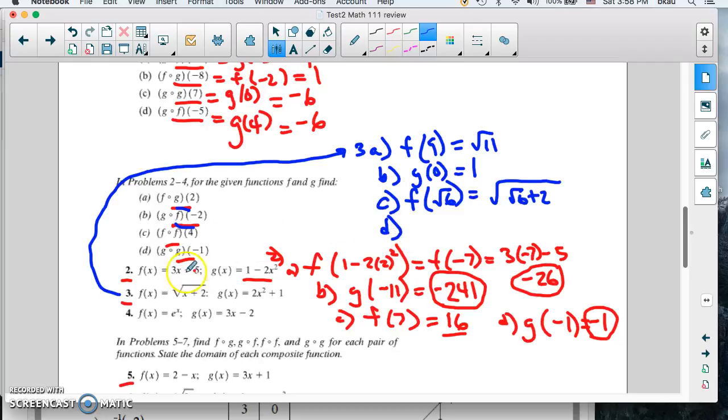And then the last one is g of -1. So we have to put -1 in here.